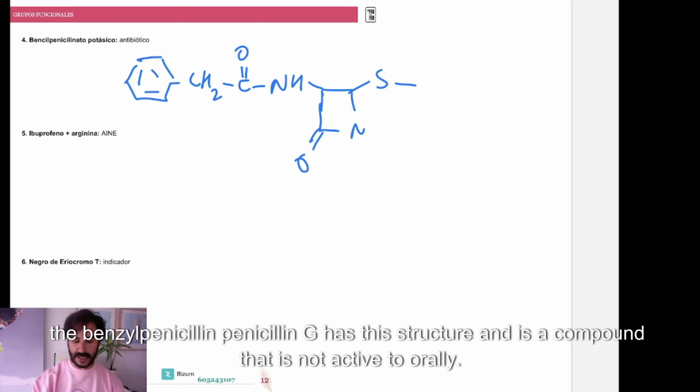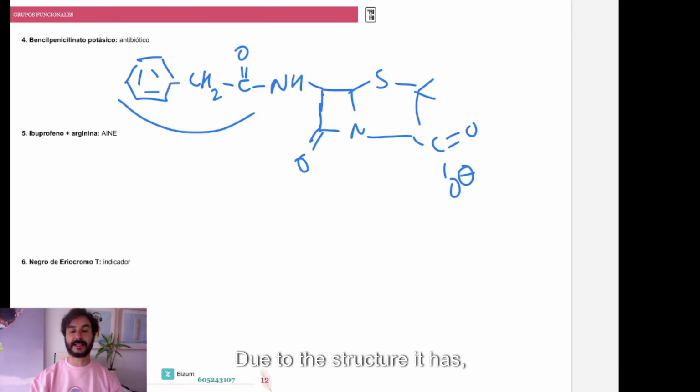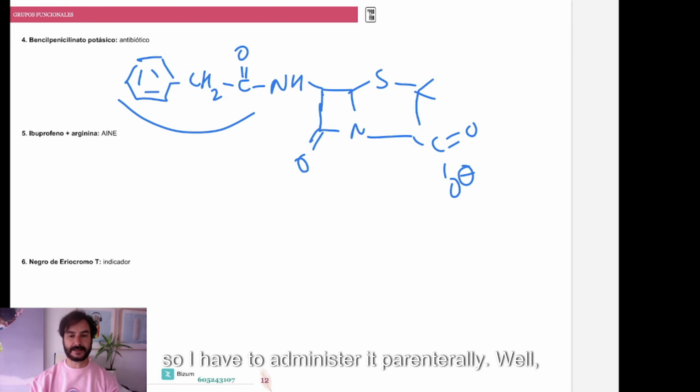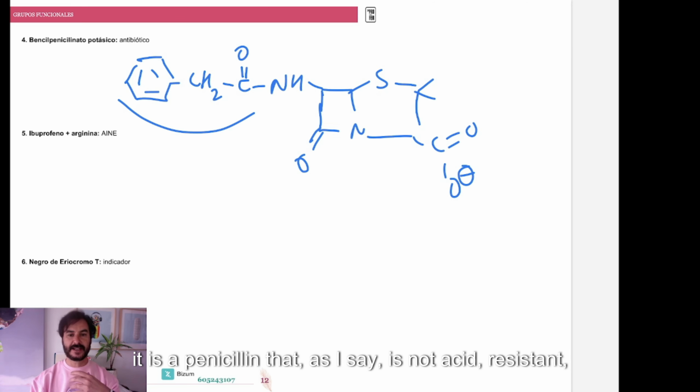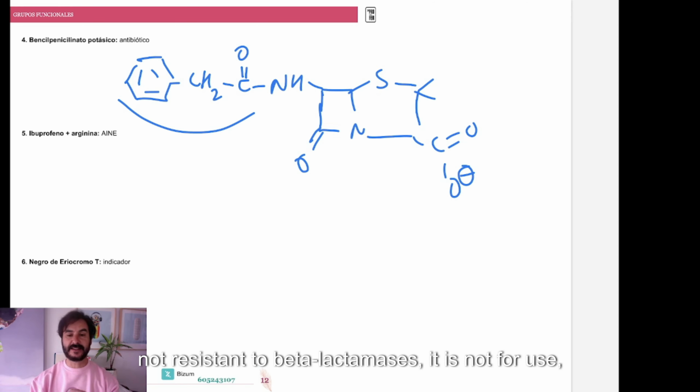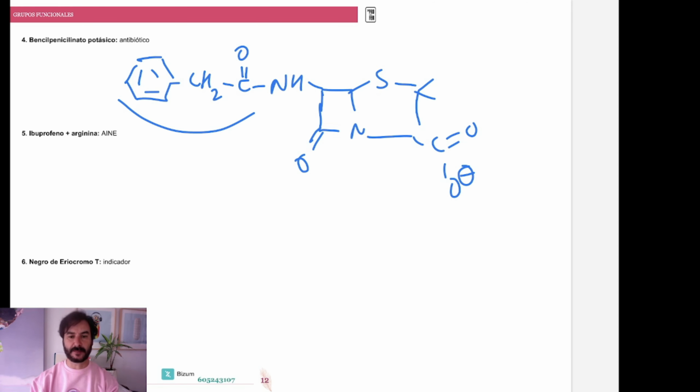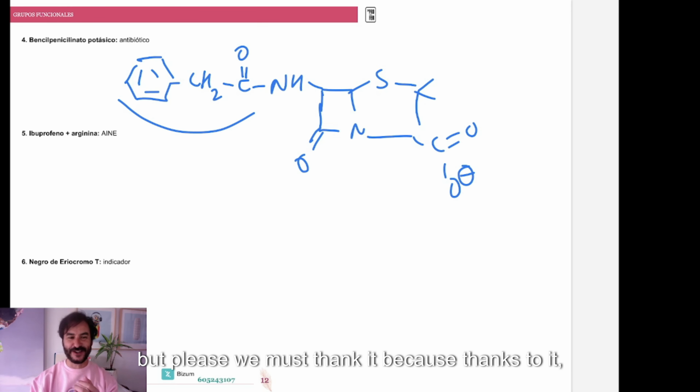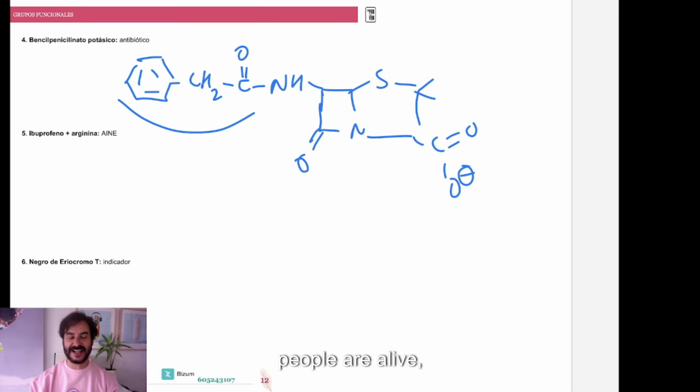Well, benzylpenicillin G has this structure and is a compound that is not active orally. Due to the structure it has, at the pH of the stomach it is hydrolyzed. So I have to administer it parenterally. Well, it is a penicillin that, as I say, is not acid resistant, not resistant to beta-lactamases. It has a narrow spectrum. A bad penicillin, but please, we must thank it, because thanks to it, people are alive.